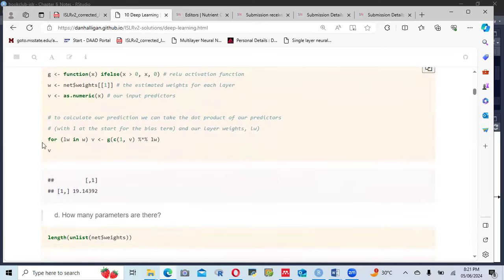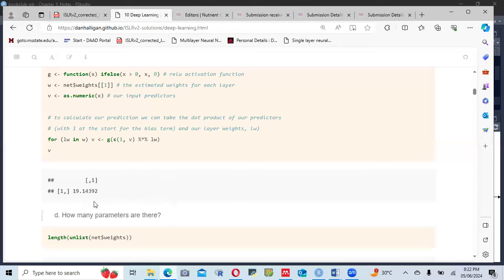So here, we are just using a for loop. Then we extract the value here on V. So we now have 19.14392. So the question said, how many parameters do we have in this model?